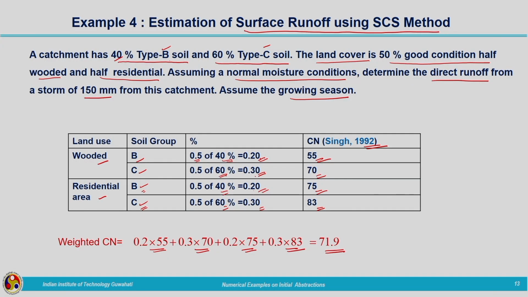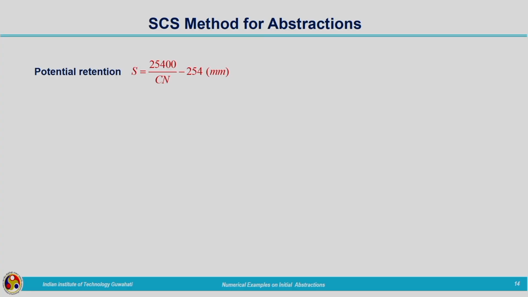So, once the curve number value is available to you, you can calculate the potential retention represented by S. We can calculate potential retention S given by this formula. Here we will get S in millimeters, because we have already used the multiplying factor, the inch conversion to centimeters, which is again converted to millimeters. That is why it has 25,400 and 254. If it is in centimeters, it will be 2,540 and 25.4.